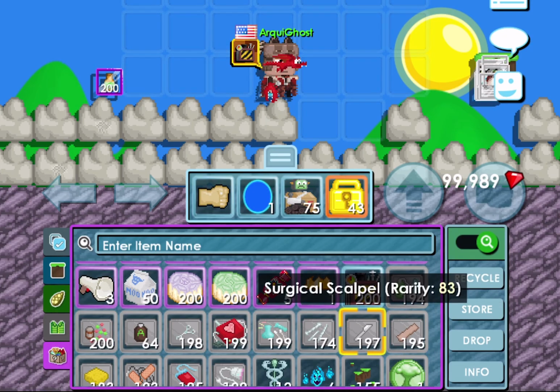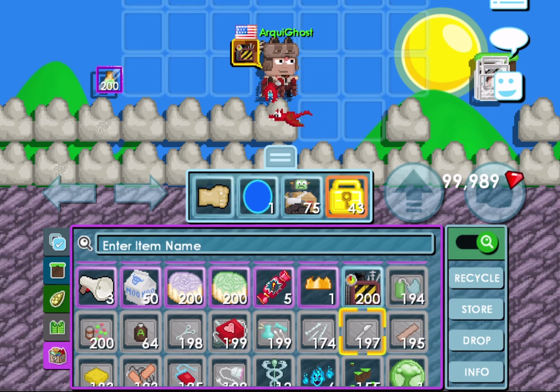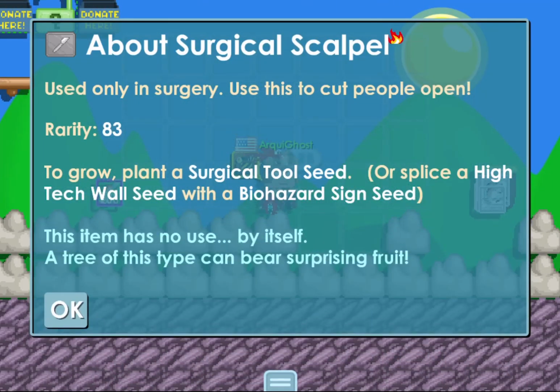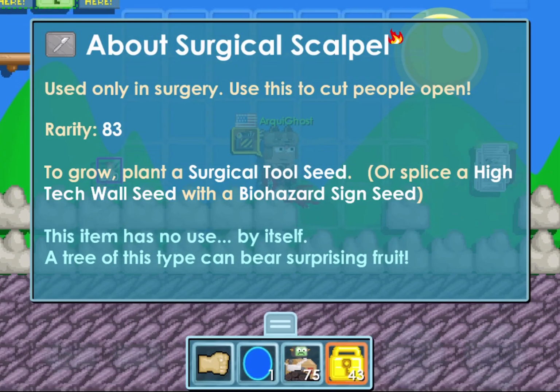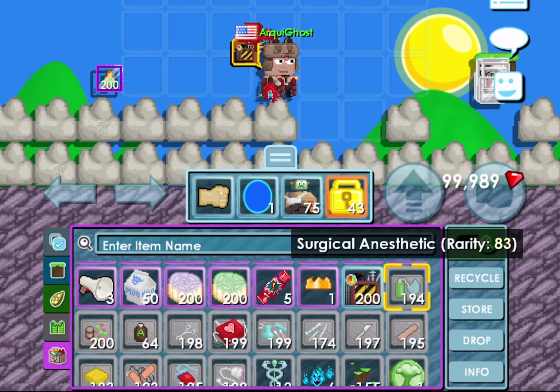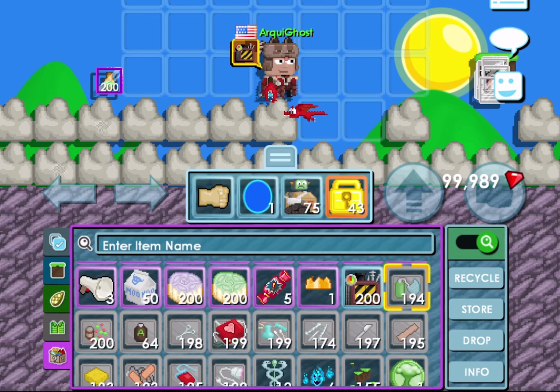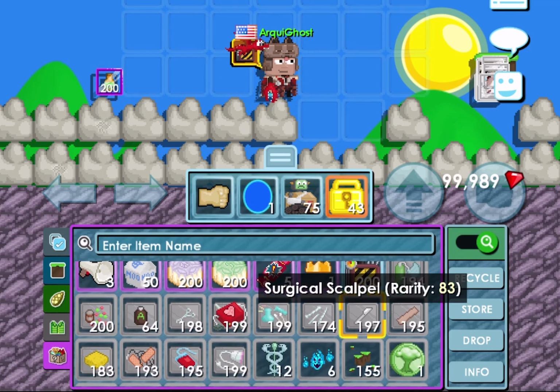Now, next tool. This is super important. The surgical scalpel. As I have said many times before, this is used to make incisions. But keep in mind, you cannot use this tool if the patient is still awake. You have to use an anesthetic first to put the patient to sleep. Once you make sure that the patient is asleep, you can use the scalpel.